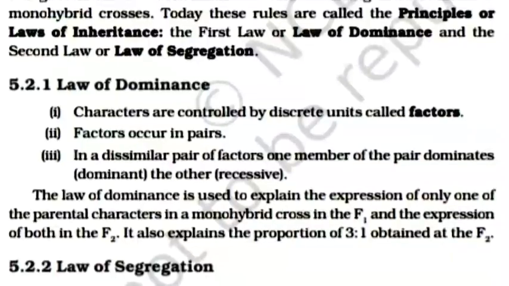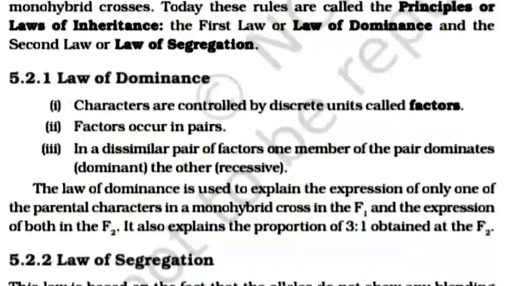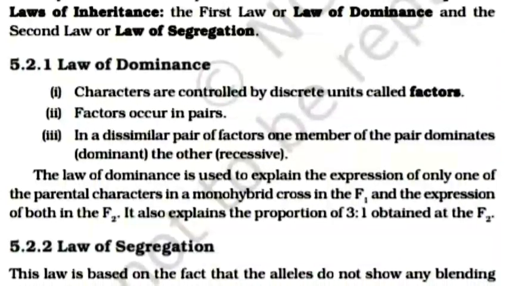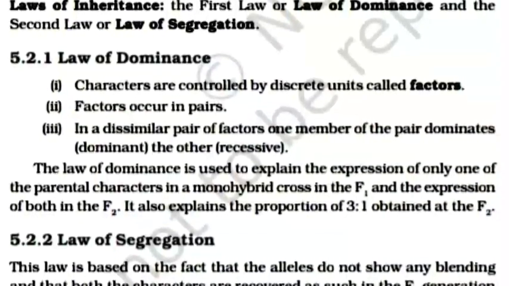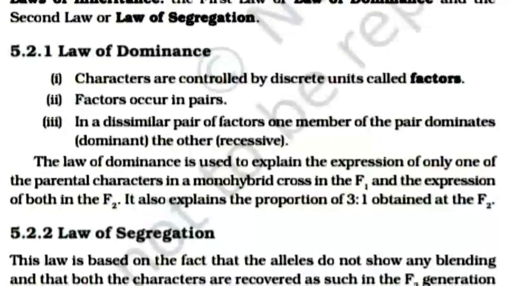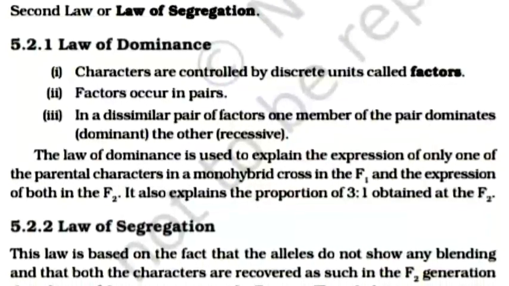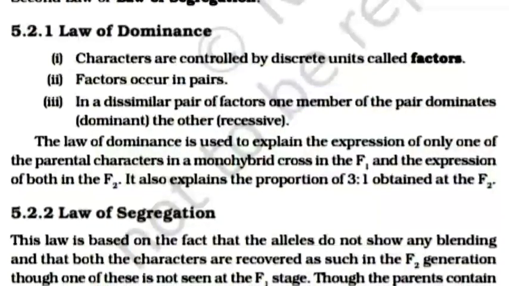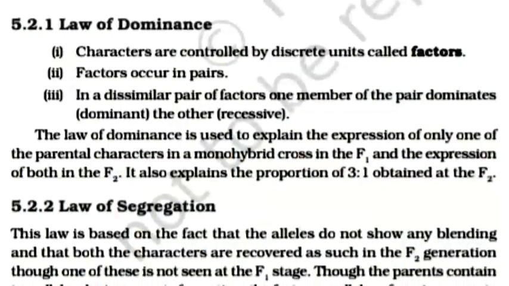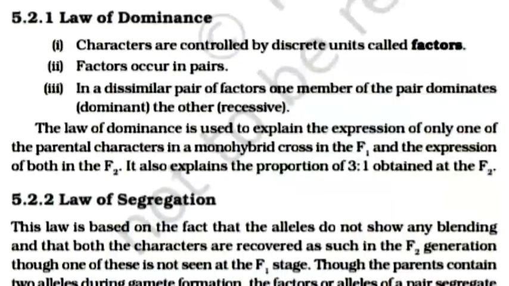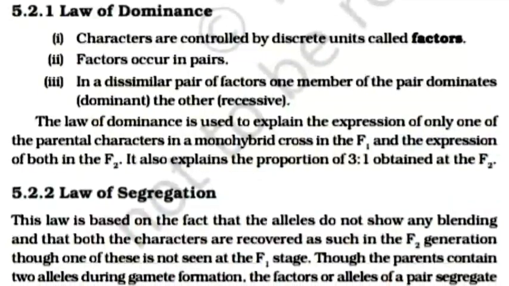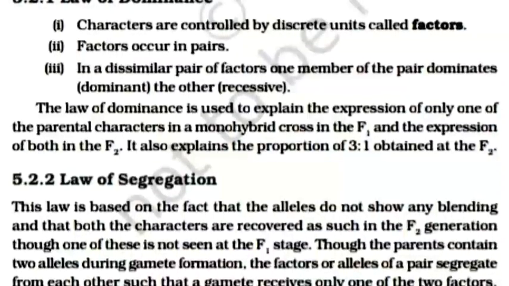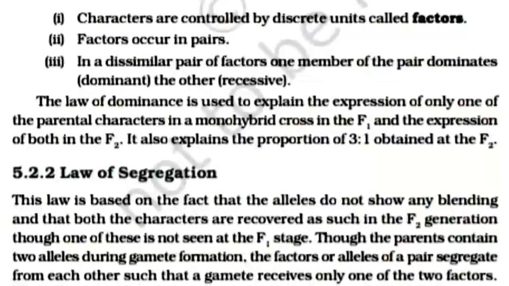Law of dominance. Characters are controlled by discrete units called factors. Factors occur in pairs. In a dissimilar pair of factors, one member of the pair is dominant and the other recessive. The law of dominance is used to explain the expression of only one of the parental characters in a monohybrid cross in the F1 and the expression of both in F2. It also explains the proportion of 3:1 obtained at the F2.